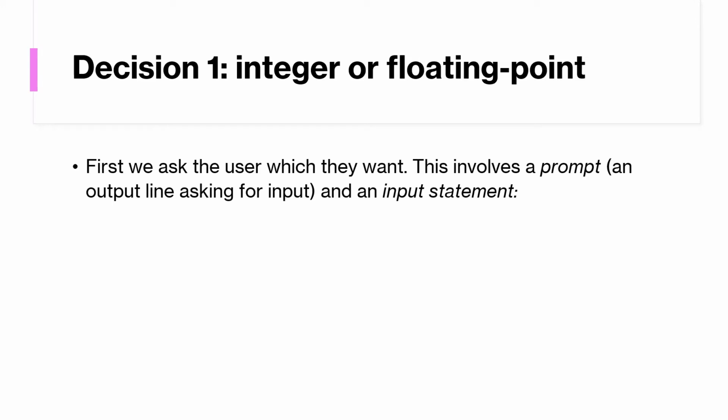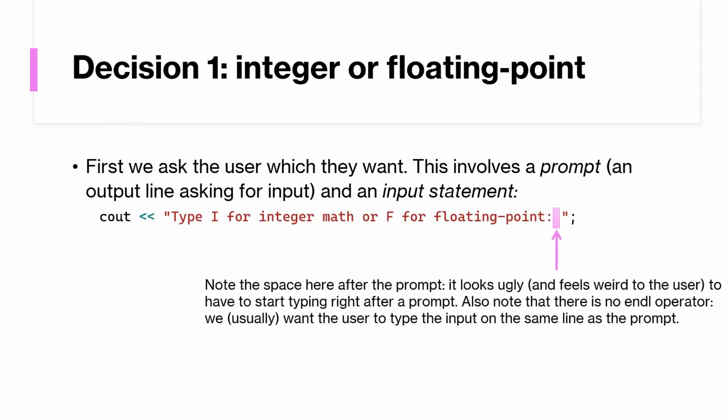So how are we going to do this decision? First, we're going to ask the user what they want. Okay, this involves a prompt, which is an output line that asks for input, and an input statement. Okay, here's a prompt. cout, type I for integer math or F for floating point.